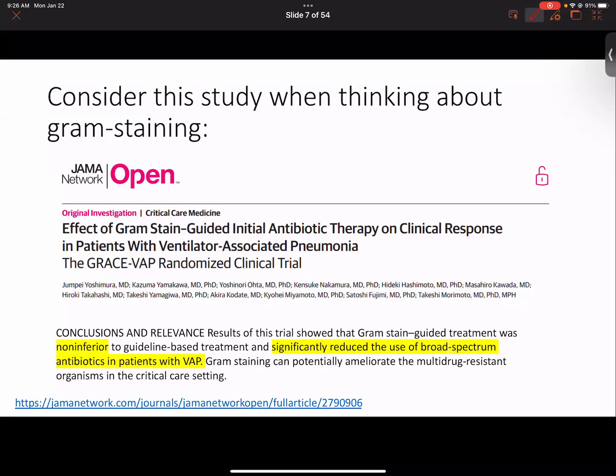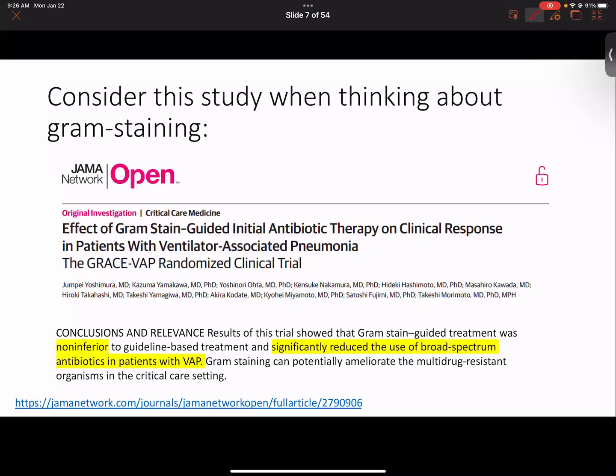The other 100, we gram stained them. If they had gram-positive cocci clusters, we gave the appropriate gram-positive coverage, i.e. MRSA. If they had gram-negative rods stained, we gave them the appropriate anti-pseudomonal coverage. What do you think the results were? How did the standard of care group fare relative to the gram stain group? Which one was more efficacious?